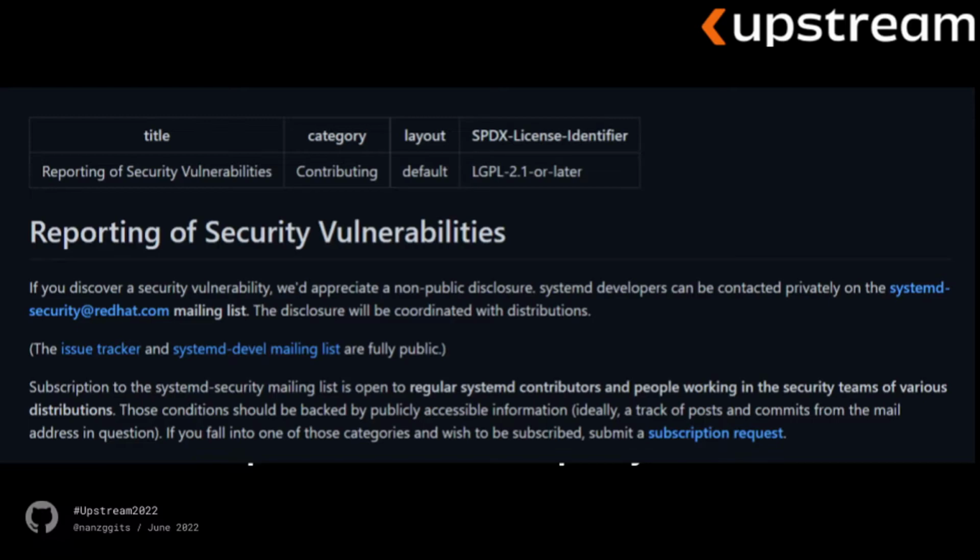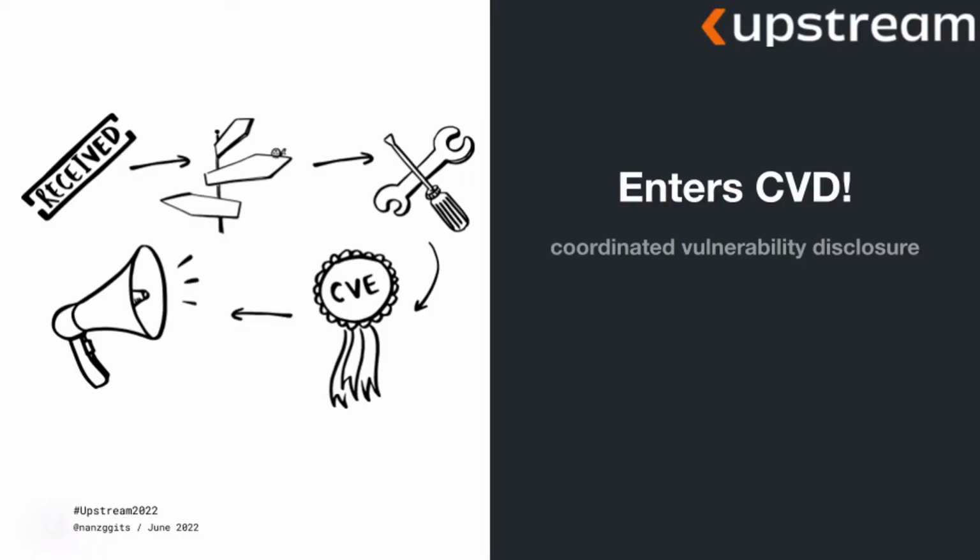What happens next? Enter CVD, Coordinated Vulnerability Disclosure. What is that? Well, CVD is the process through which a reporter privately initiates a dialogue with a project maintainer through their security contact. This allows both parties to coordinate and work together in private to later publicly disclose the full details of a vulnerability only once a patch is made available.